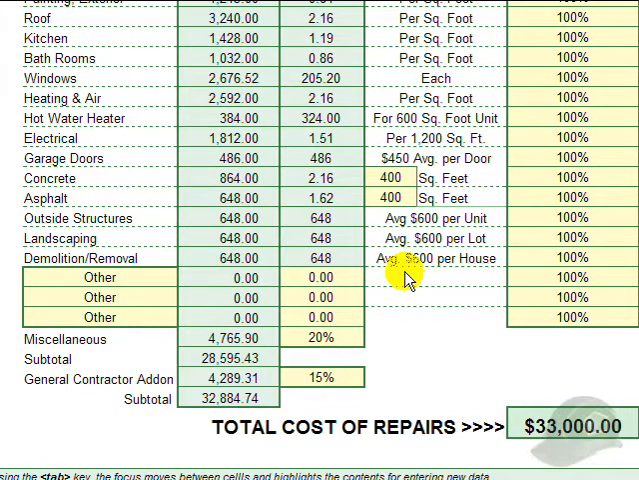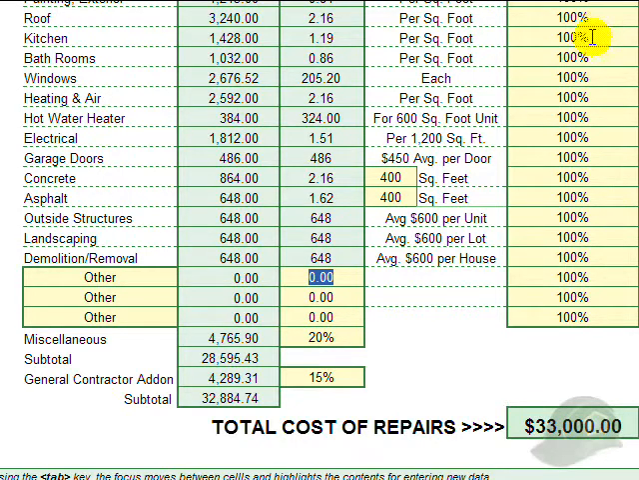Besides being very easy to use, the program is completely customizable. We can enter other items that might need repair. For example, if you have to do a survey, or if you need helical piers maybe to correct some structural defects, those amounts can go into here. If, for instance, you have concrete or asphalt, you'd merely put in the square footage of each that you need here.